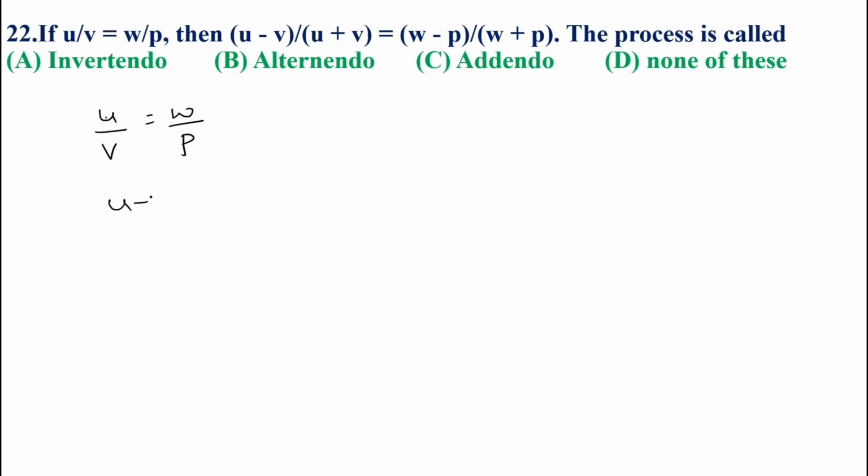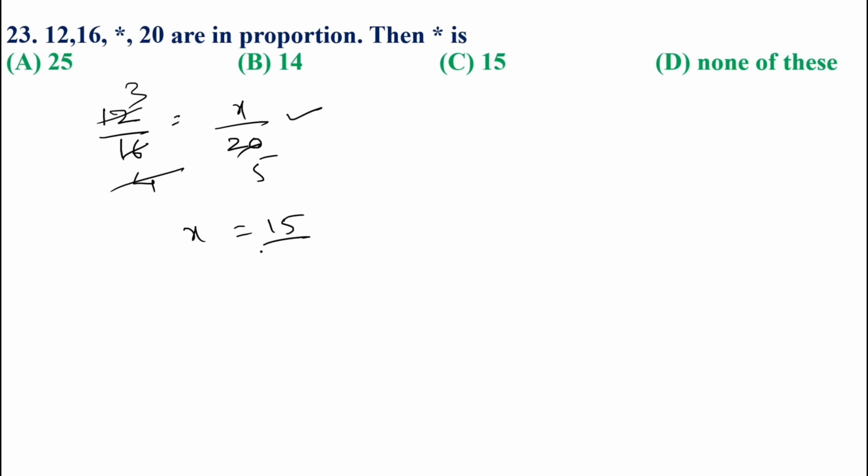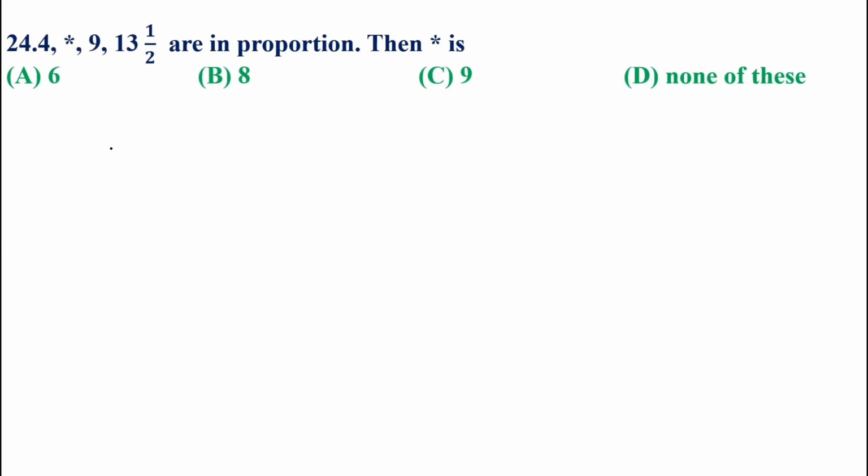Then (U minus V) by (U plus V) is equal to (W minus P) by (W plus P). None of these is the answer. 12 by 16 is equal, let us assume that it is x by 20. What is the value of x? 4 4s are, 4 5s are, 4 3s are, so 5 3s 15. So option is C. They are in proportion.